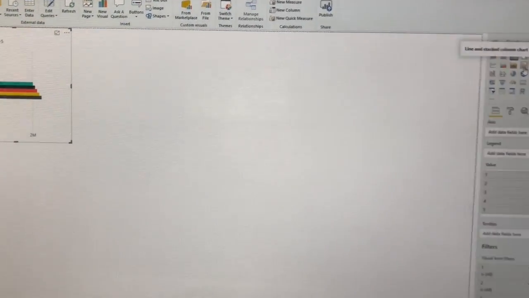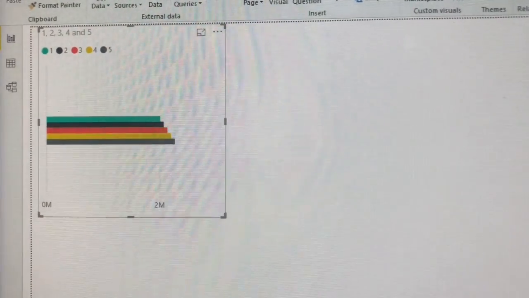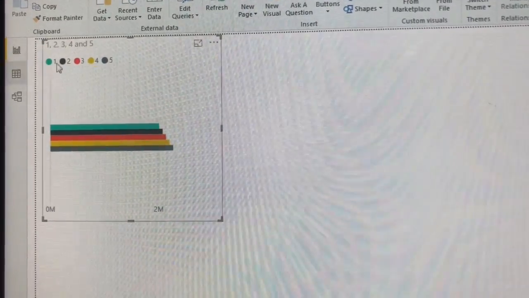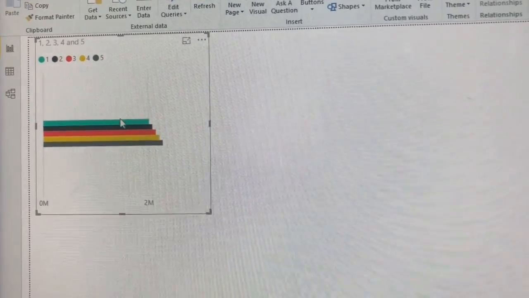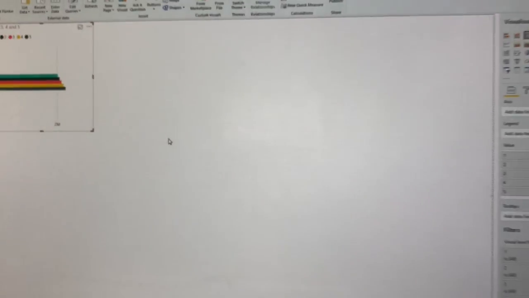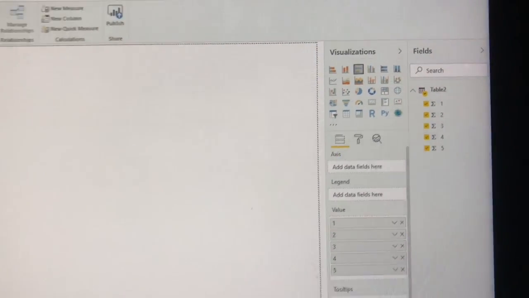I really like this chart here. I think it shows the gradual increase in expenses from year 1, which is in this turquoise color here, and then gradually increases all the way to year 5. I chose it here from the visualizations.